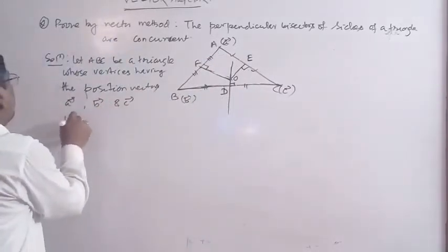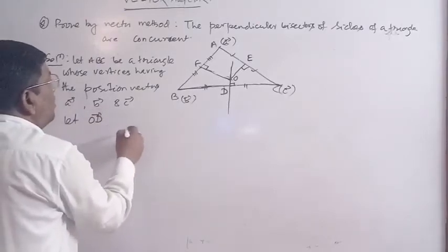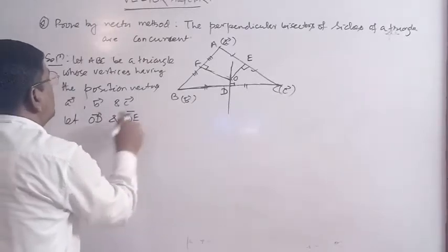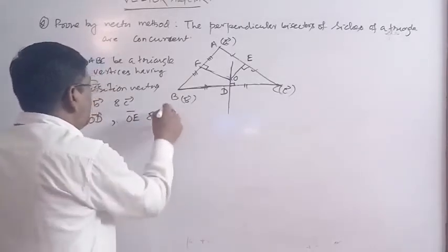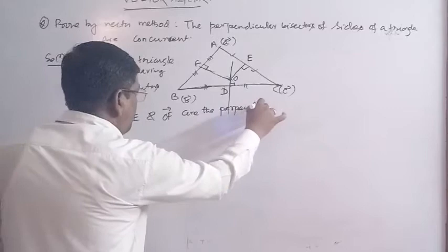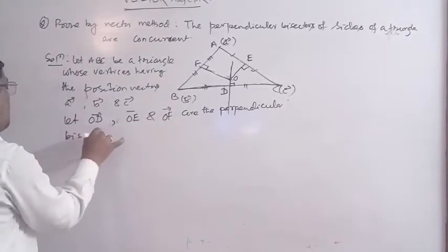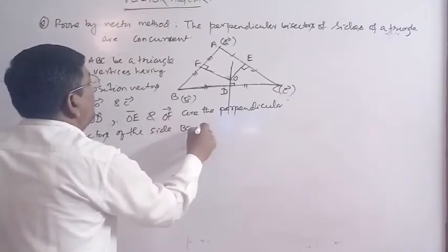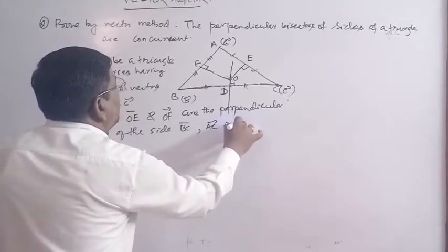Let OD, OE and OF be the perpendicular bisectors of the sides BC, CA and AB respectively.